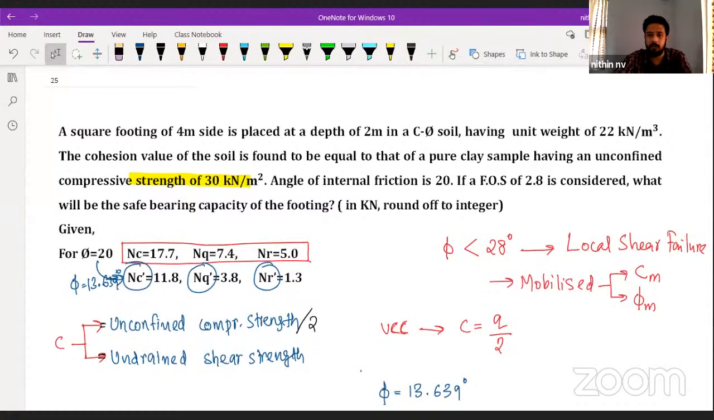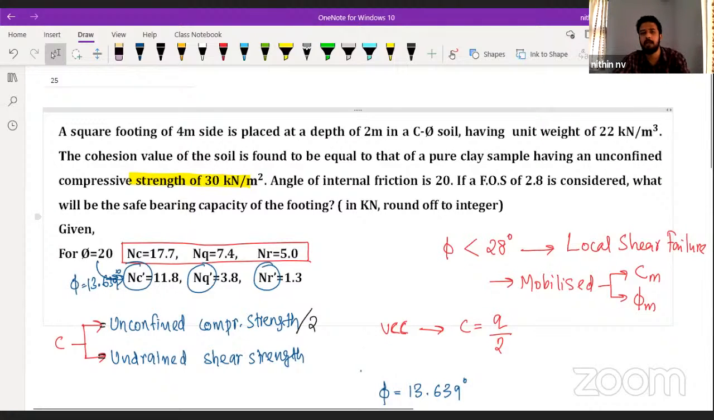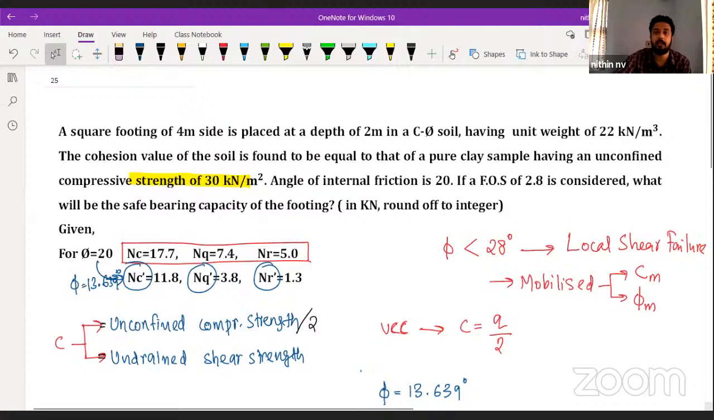Gamma submerged is given or not? Sorry, gamma saturated is given or not? Unit weight of 22, so we are going to take exactly 22. If they are giving that the water table is at the ground level, then 22 minus 9.81 will come. That is the only change. Now substitute everything. 22 into 2, placed at a depth of 2 meters.